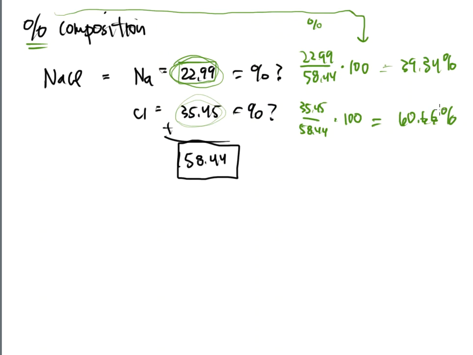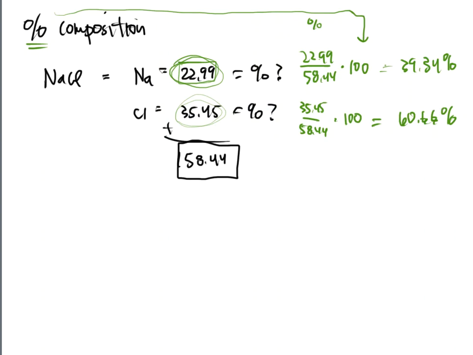So it looks like the majority of the weight of this compound is coming from chlorine, right? That's what percent composition is telling me. 60% is coming from chlorine, and close to 40% is coming from sodium. So if I take a look at these two ions, sodium and chlorine, chlorine is the heavyweight. Chlorine is bringing with it the most mass, so therefore that percentage is higher for that reason.